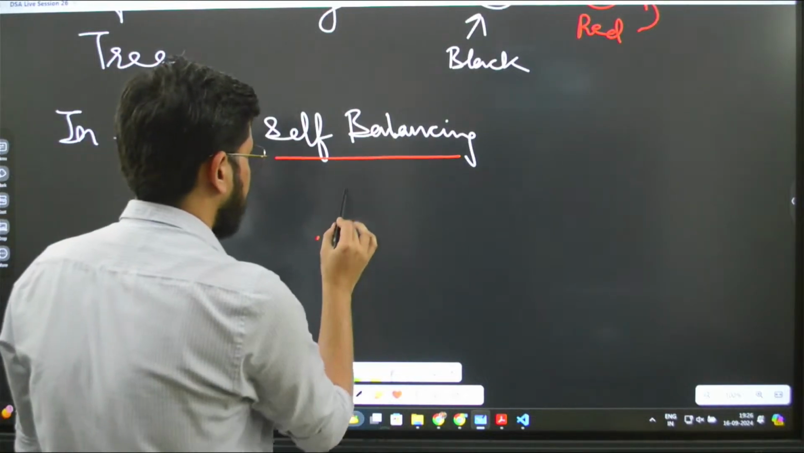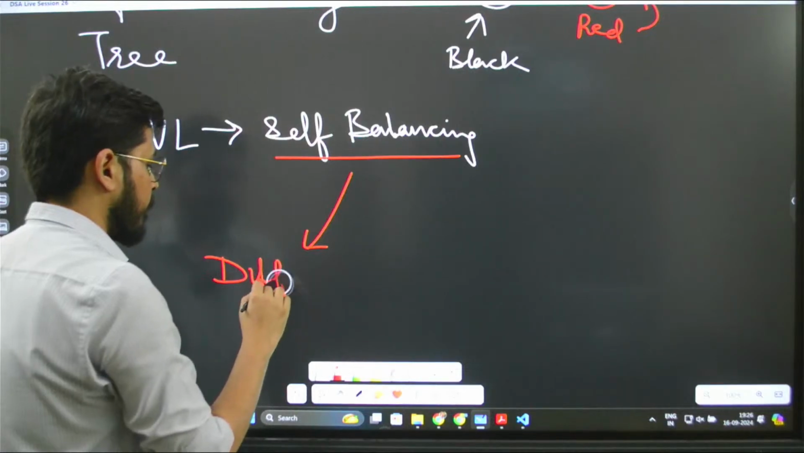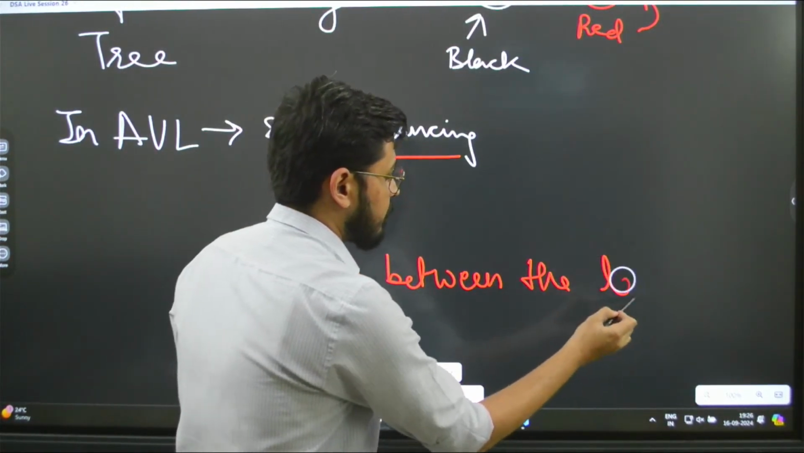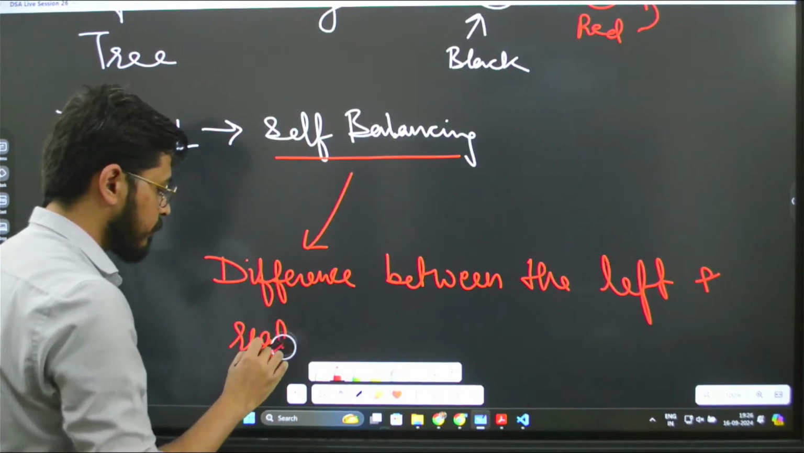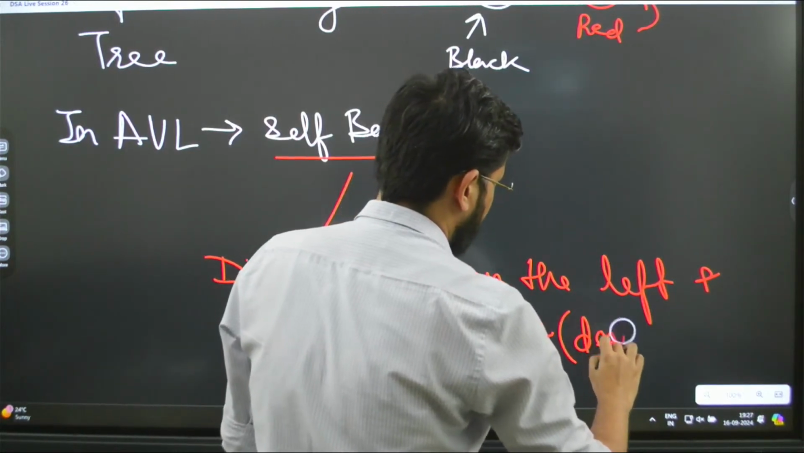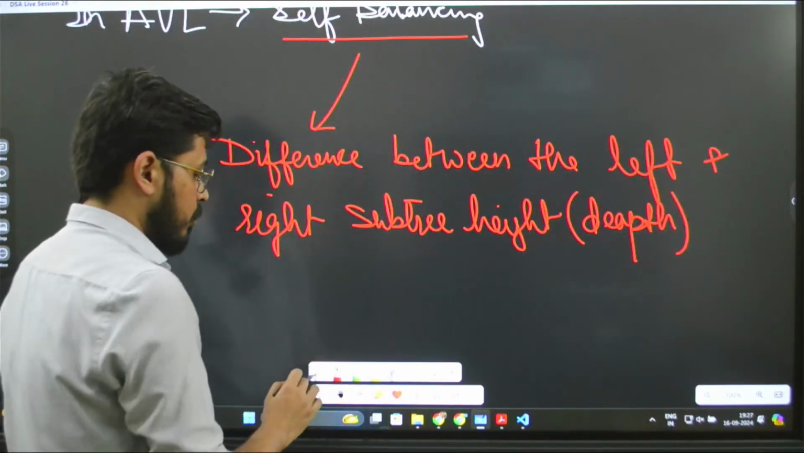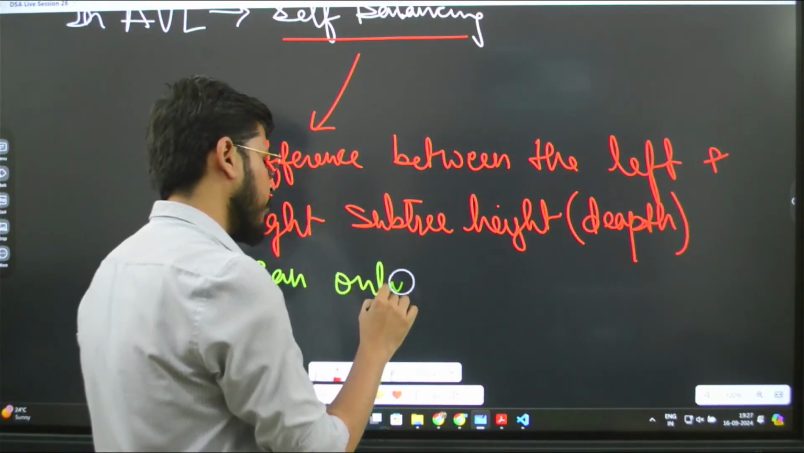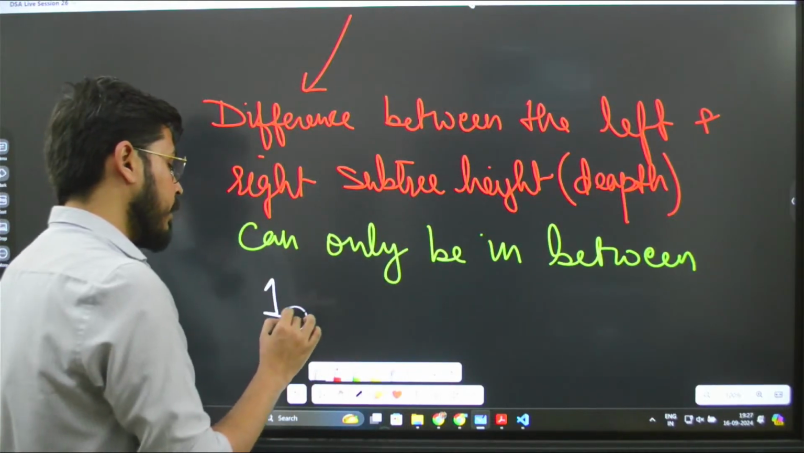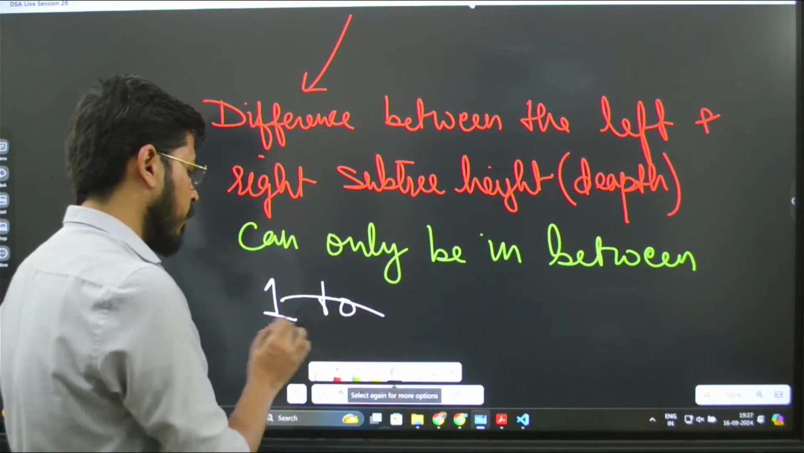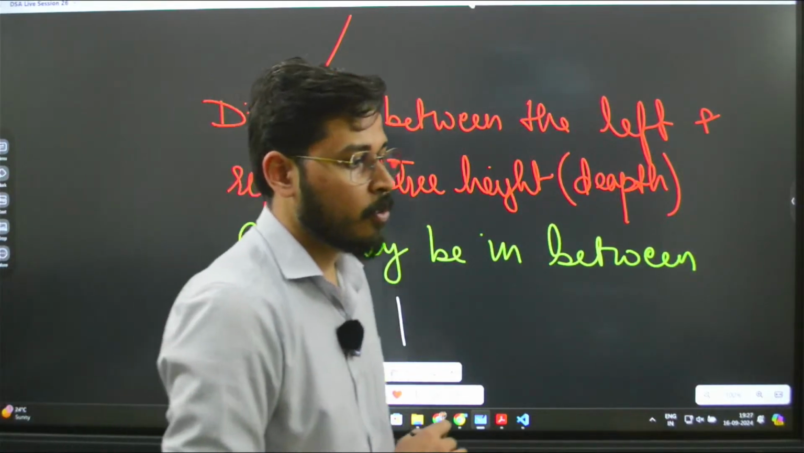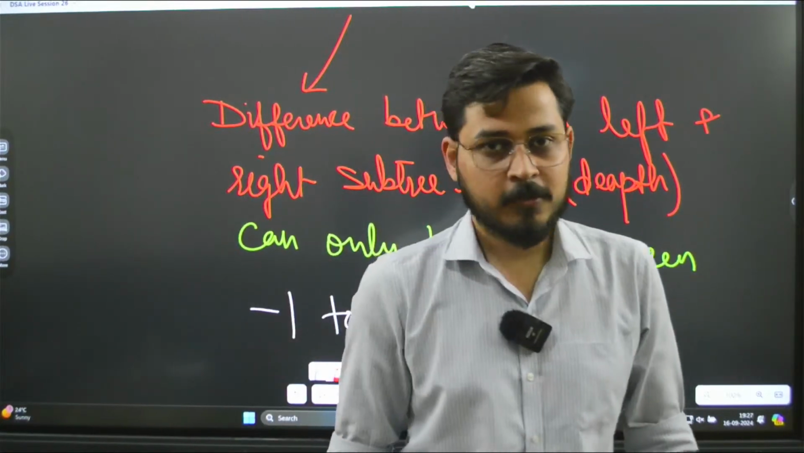The word self-balancing here means the difference between the left and right subtree height, or in this case you can say depth of a particular branch, can only be in between what? -1 to +1. Okay, -1 to +1. What exactly is this, guys? We have understood this.